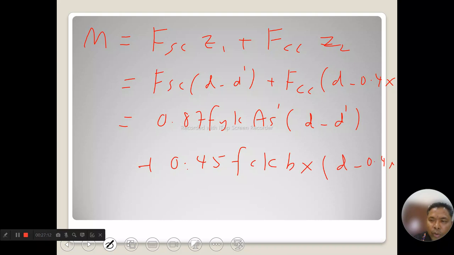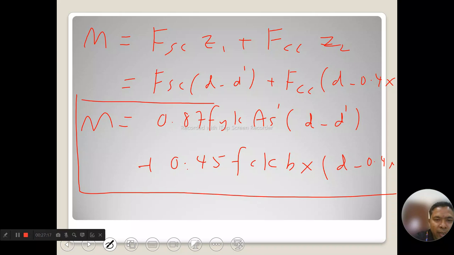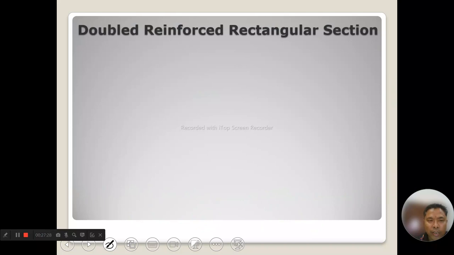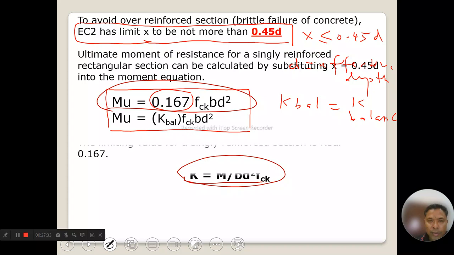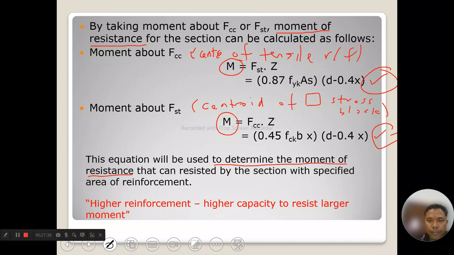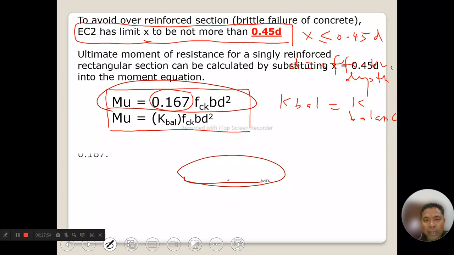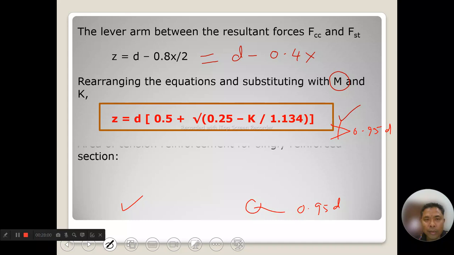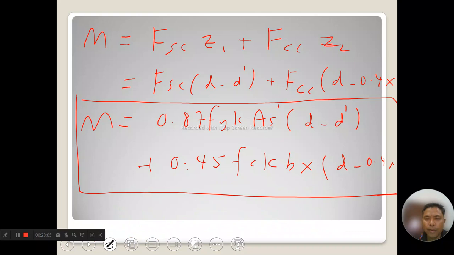So this is the moment resistance for doubly reinforced. For doubly reinforced, it is very different from the expression for single reinforced. Where was the single reinforced one? For single reinforced, we have two formulas, either to use this one or to use this one. But for double reinforced, the ultimate moment resistance is much longer and much more complicated, where it will be something like this.